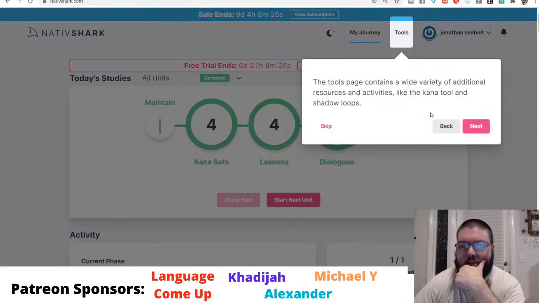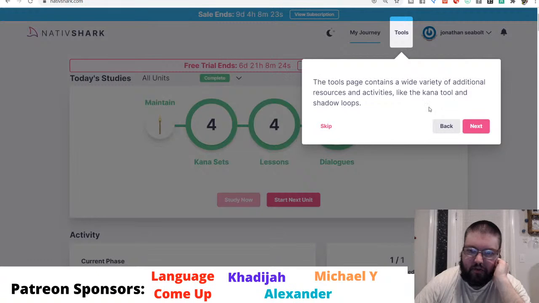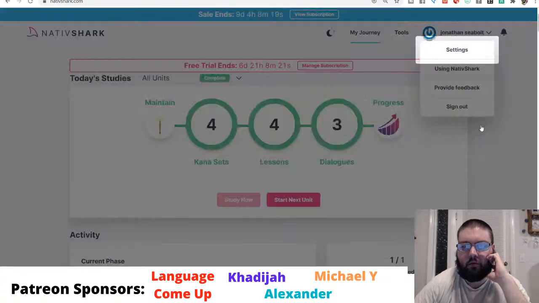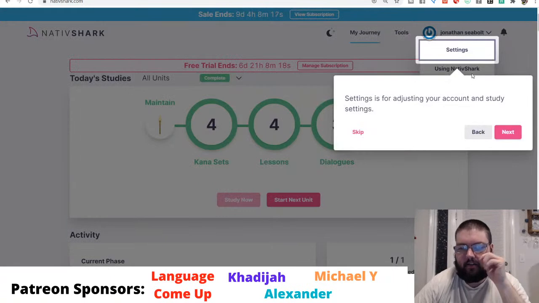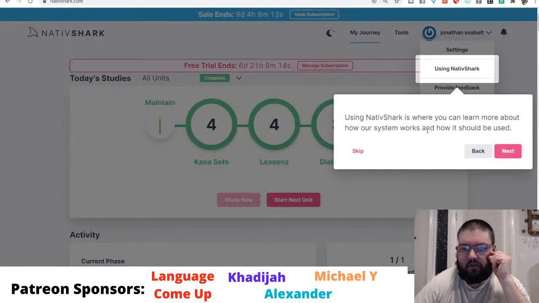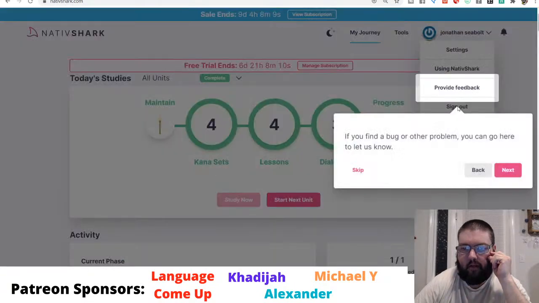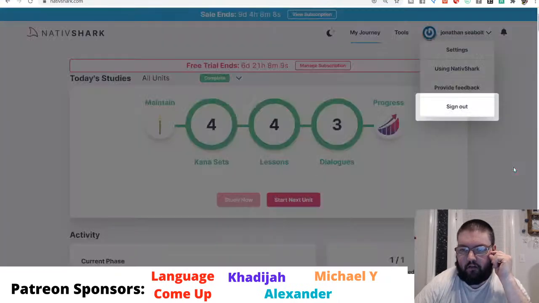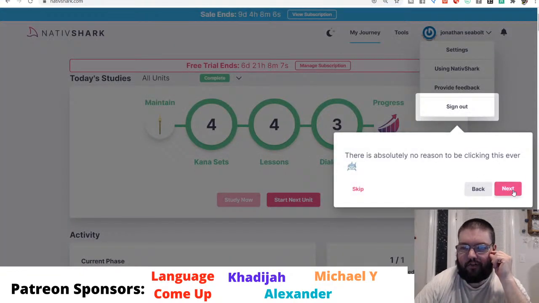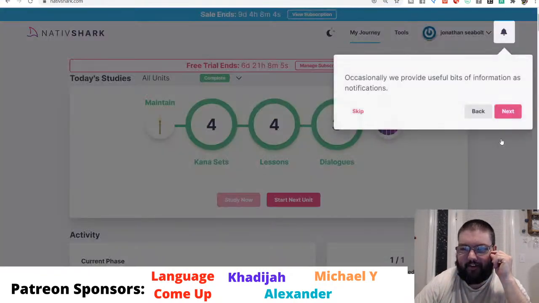The Tools page contains a wide variety of additional resources and activities like the Kana tool and the shadow loops. Okay, yeah, I want to go check out that. Settings is for adjusting account and study settings. Using NativShark is where you can learn more about how our system works and how it should be used. Feedback for feedback, of course. And there's no reason to be clicking this ever.